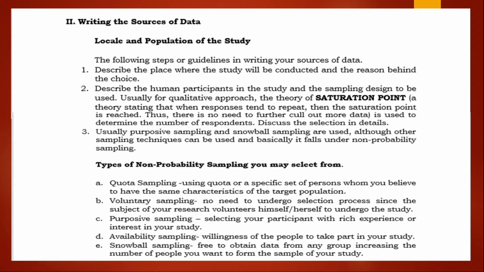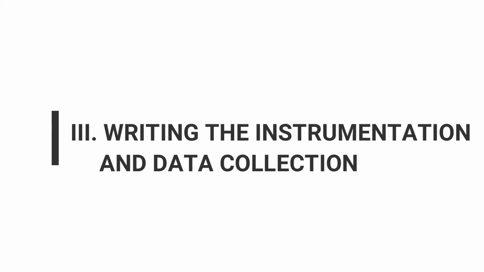You have to describe the place where the study will be conducted and the reason behind the choice. And also, you have to describe the human participants in the study and the sampling design to be used. The third step, writing the instrumentation and data collection.